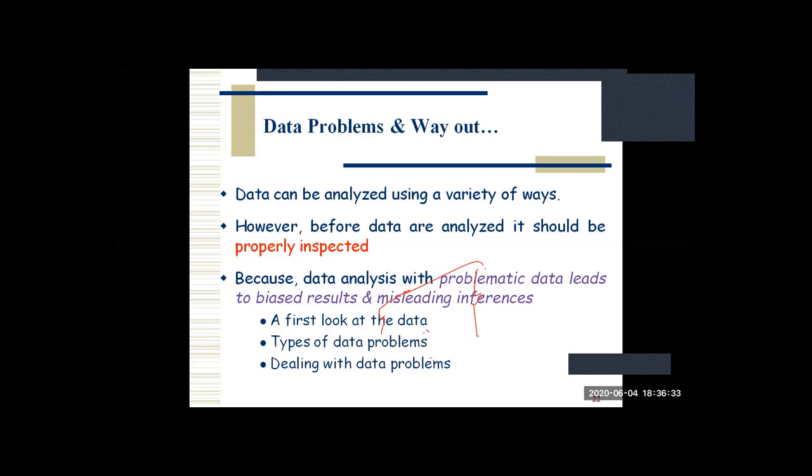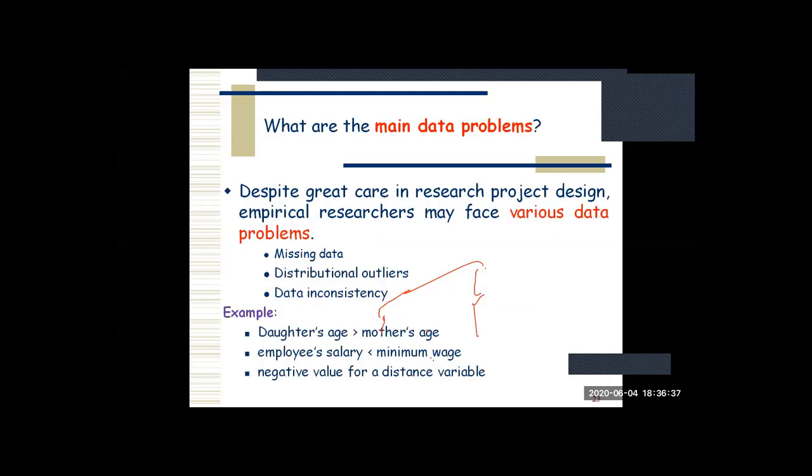From all these common data problems, there are three that are apparently faced by researchers while undertaking analysis in the software. The first one is missing data. The second one is distribution outlier. The third one is data inconsistency. These are the three main data problems.